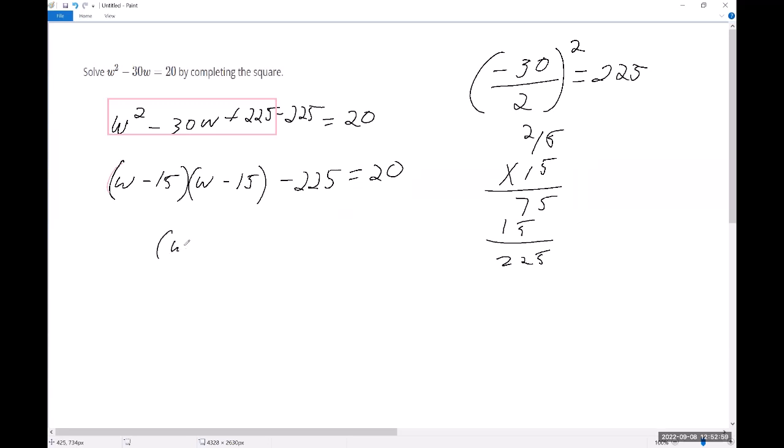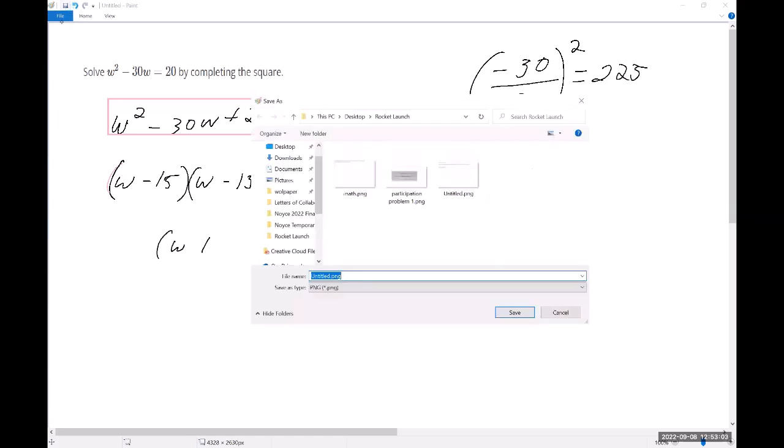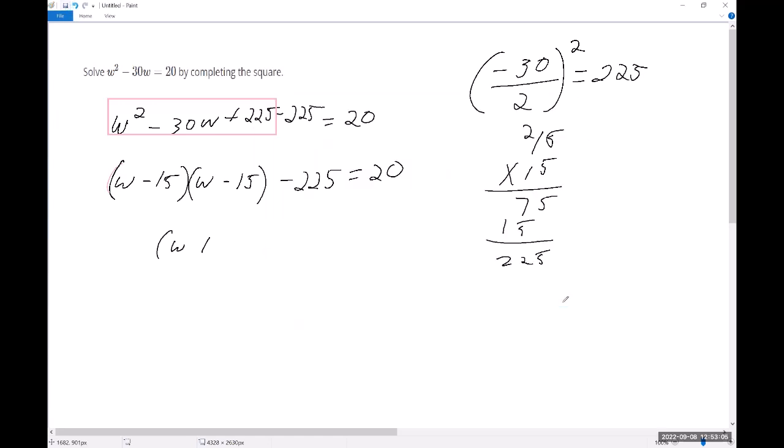But basically that's W, whoops, not what I wanted to. Minus 15 squared. I'm going to move this over to the right. I'm going to add it, right?